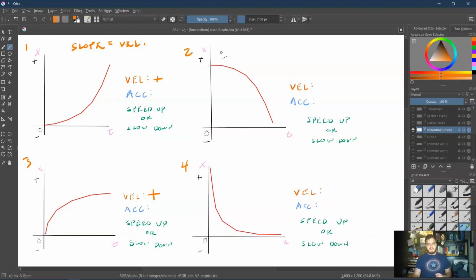Well, let's look at this one. That tangent line is negative. This tangent line is negative. Therefore, these are both negative velocity situations. Okay, so I can see that the positive or negative velocity I just get from the slopes of the tangent lines, positive or negative.